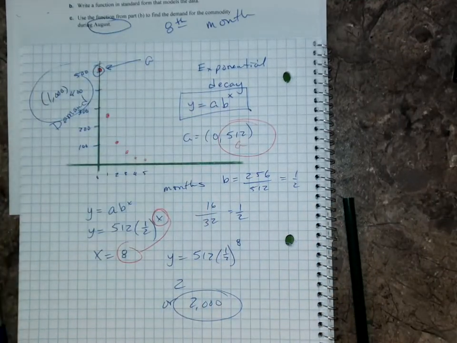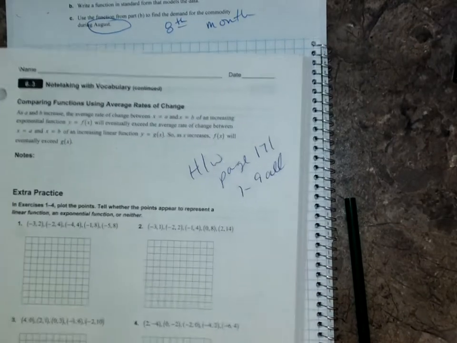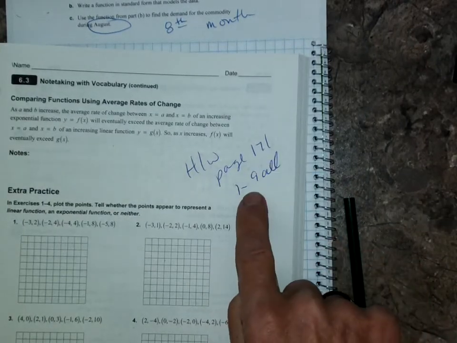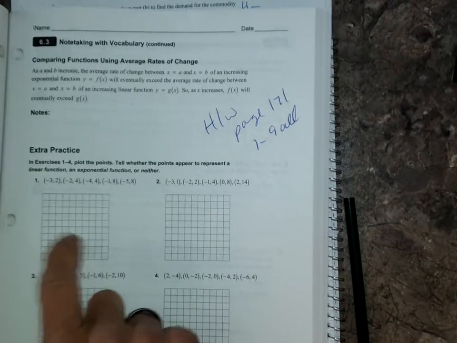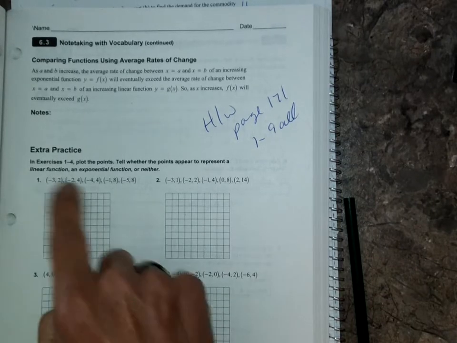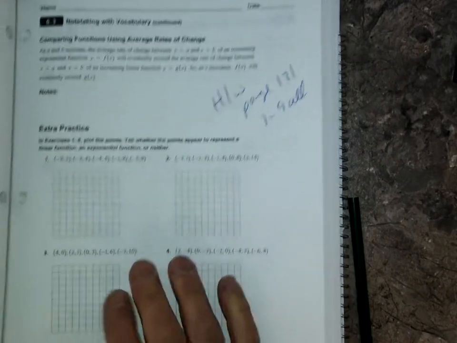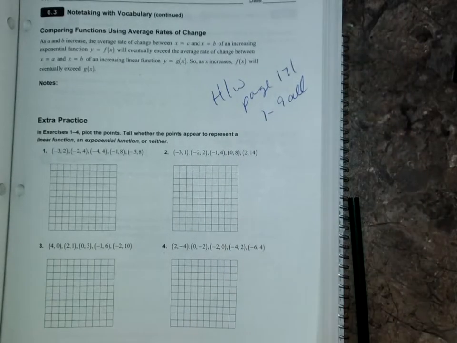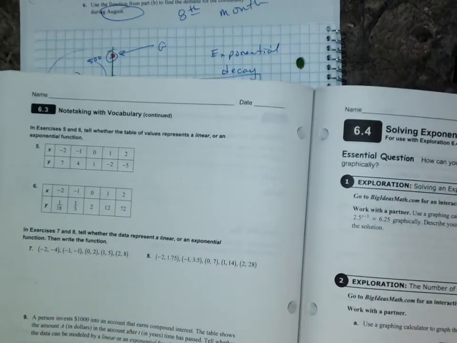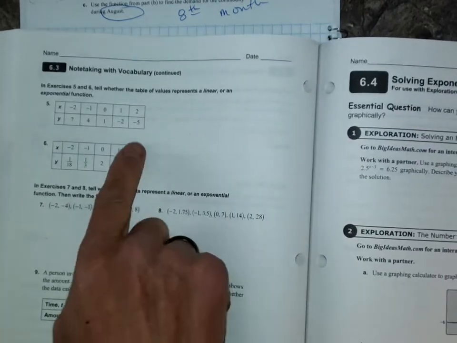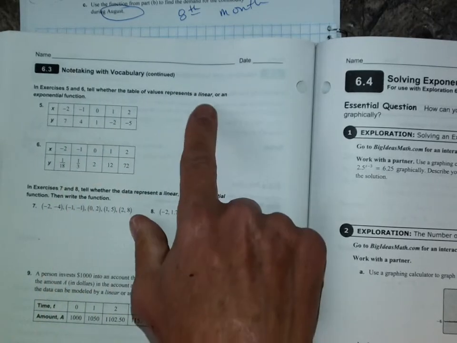Okay, so that's what I have for you today. For homework, I've got on 6-3, I want you to do page 171, 1 to 9 all. The first ones, you don't have to come up with an equation, just plot it. You've got to plot it and tell me what it is, whether it's linear, exponential, or neither. Same thing 2, 3, and 4. You don't have to get an equation, just plot it, show me the graph, and then tell me what it is. On number 5, I would make a rough graph and tell me again whether it's linear or exponential.